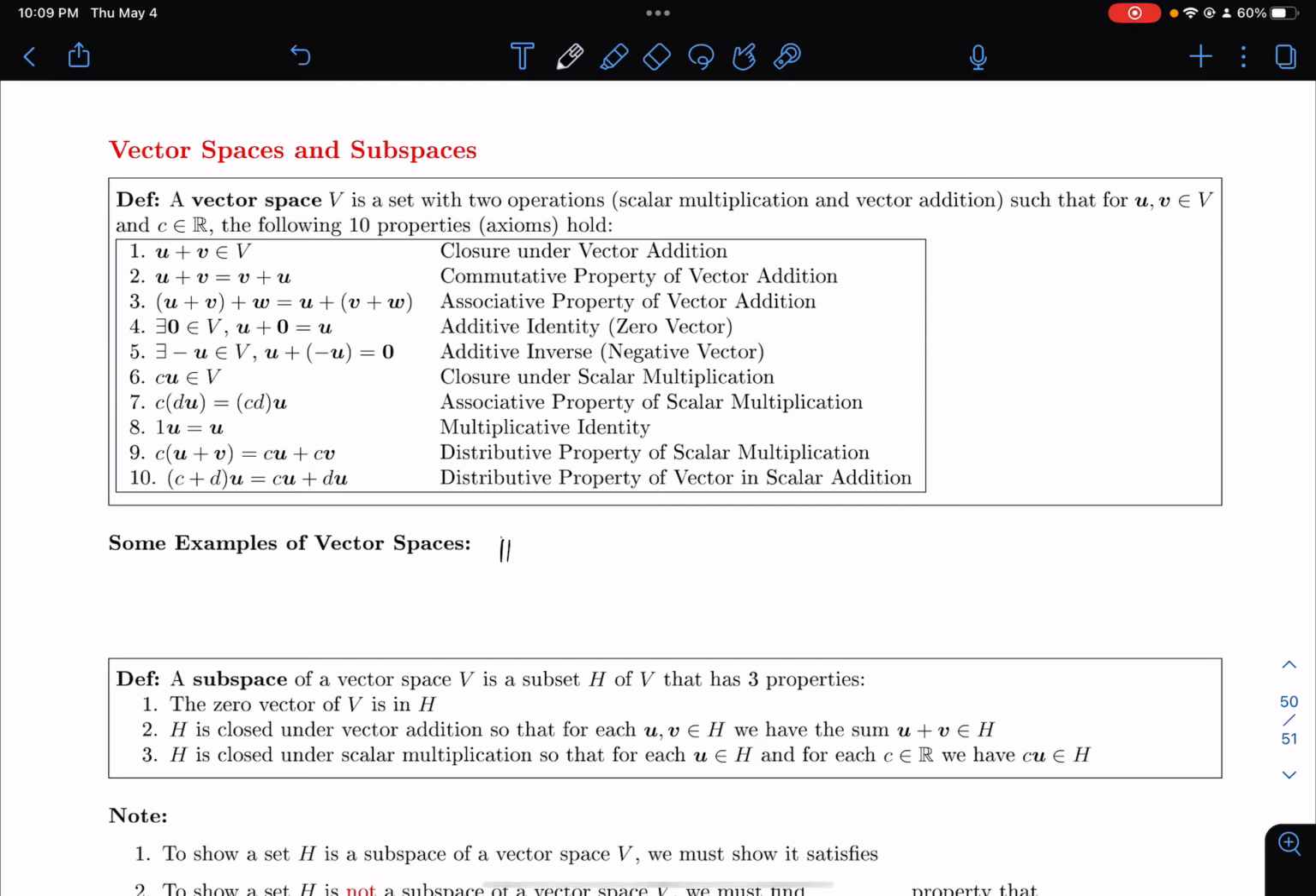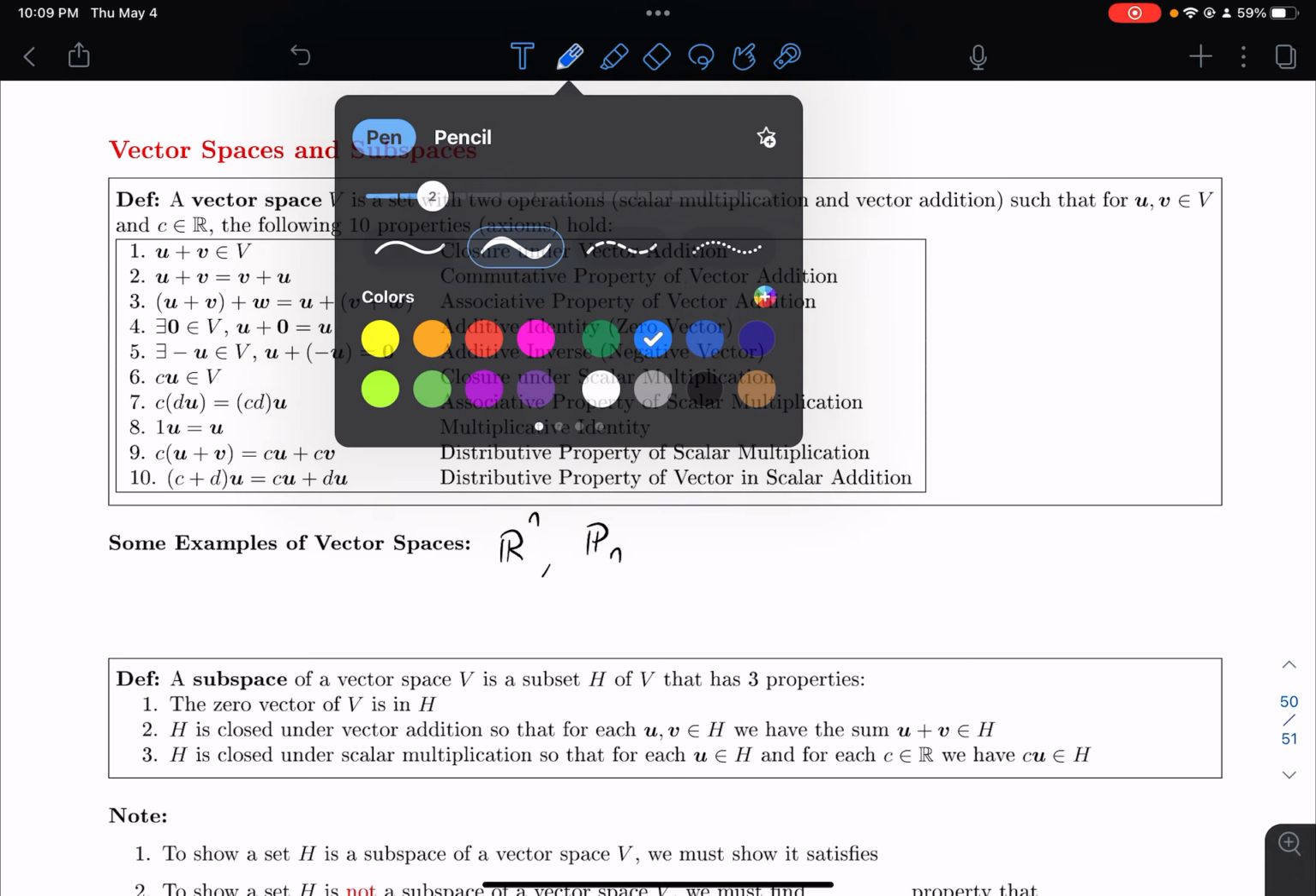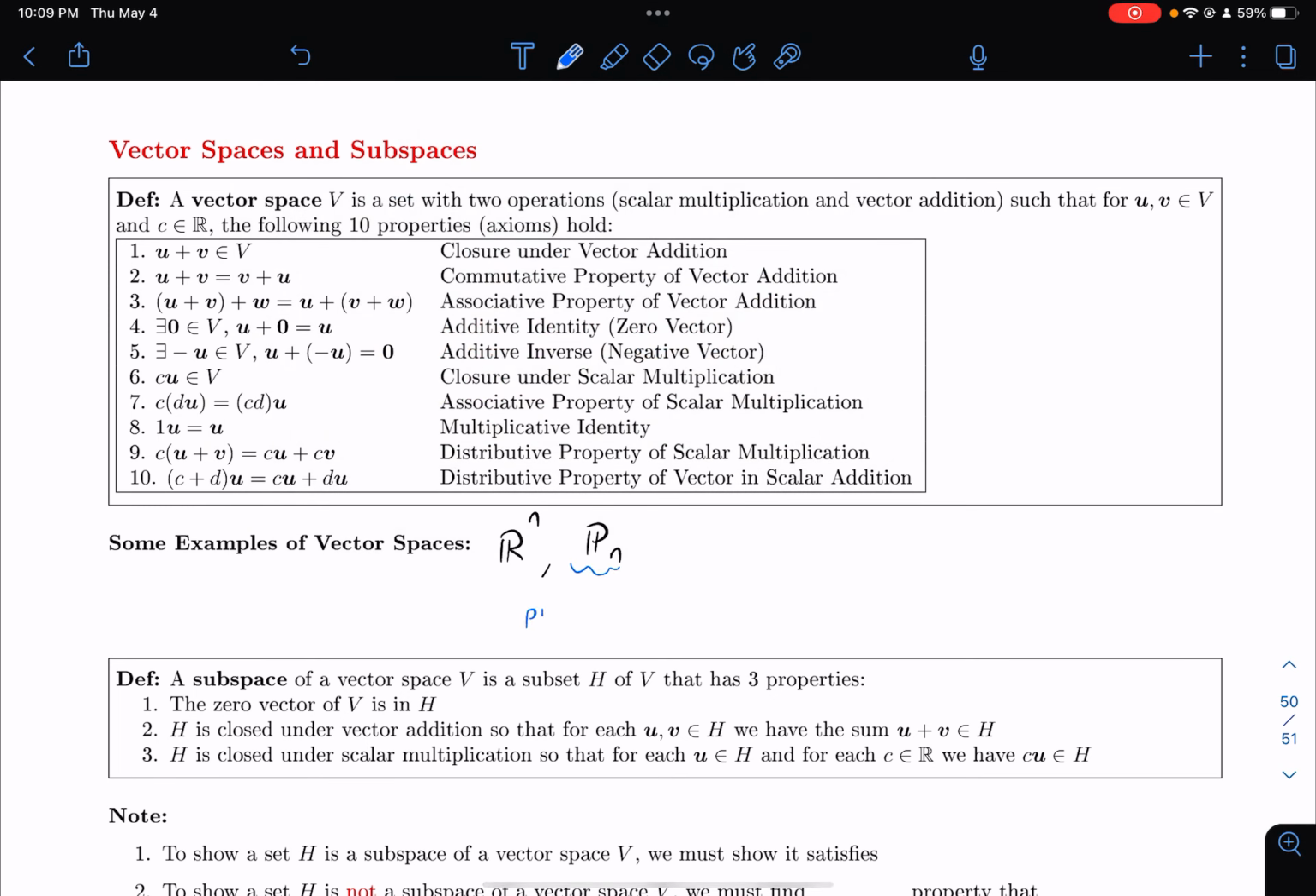One example was Rn. Rn is the set of all vectors that have n entries, where each of the entries is a real number. Another example we saw was Pn. Pn was the set of polynomials, I'm just going to abbreviate, polynomials of degree at most n. So their degree could be n or smaller than n.